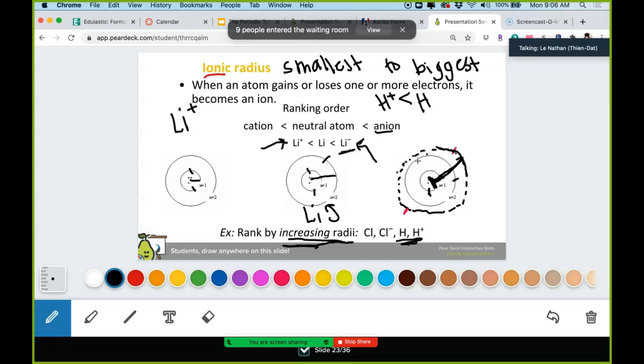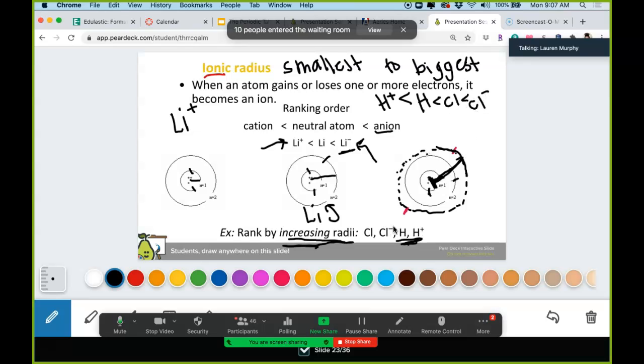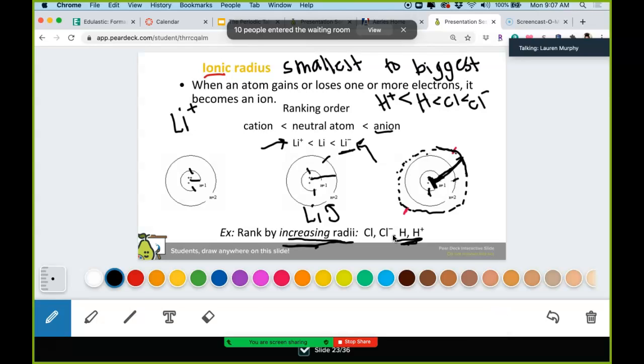I know, I'm just finishing up. So what about chlorine and the chloride ion? Chlorine is the next smallest and the chloride is the biggest because that extra electron in the valence shell causes repulsion, and repulsion will make the electrons want to move away from each other. Away causes something to expand. So I'm ending with ionic radius.